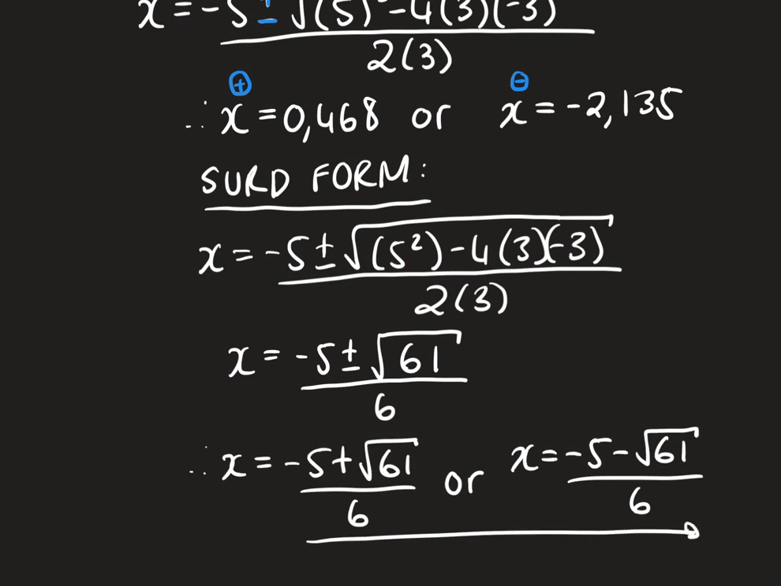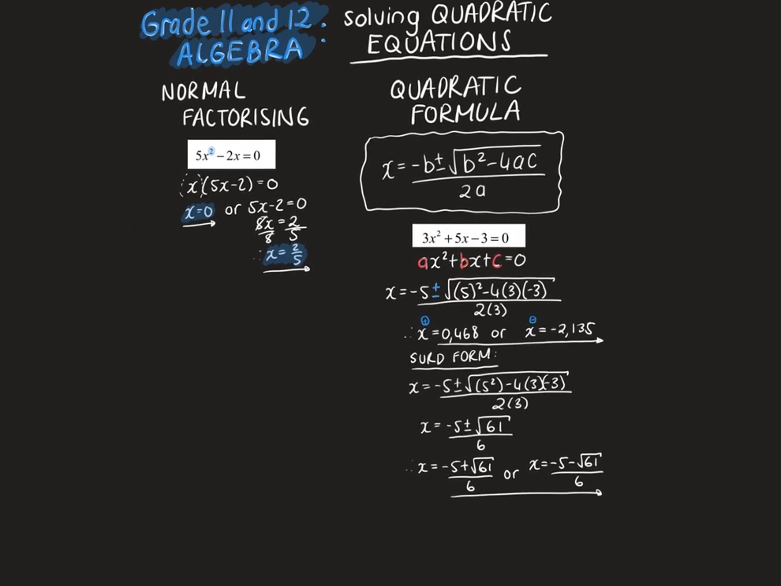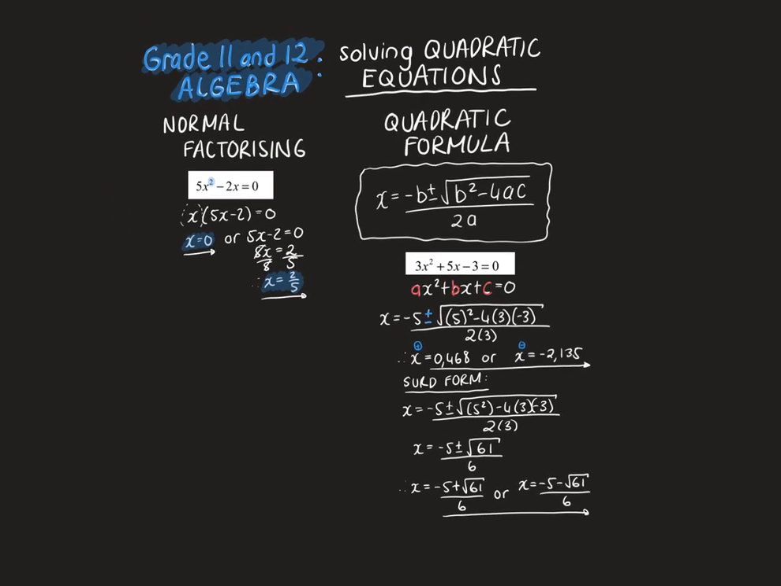So that is my answer in surd form, and these are my answers in decimal form. Okay, so you can see that they're quite ugly x value answers. Not ugly, but just a little bit messy, being decimals and obviously surds. But this is the technique that you would use when you came across a question like this, where you can't use normal factorizing methods. We have to use our quadratic formula.